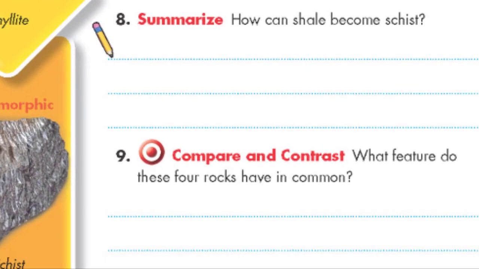Compare and contrast: what feature do these four rocks have in common? Observe guys, we have four rocks: shale, slate, phyllite, and schist. Yes, all have layers. All of them have layers.